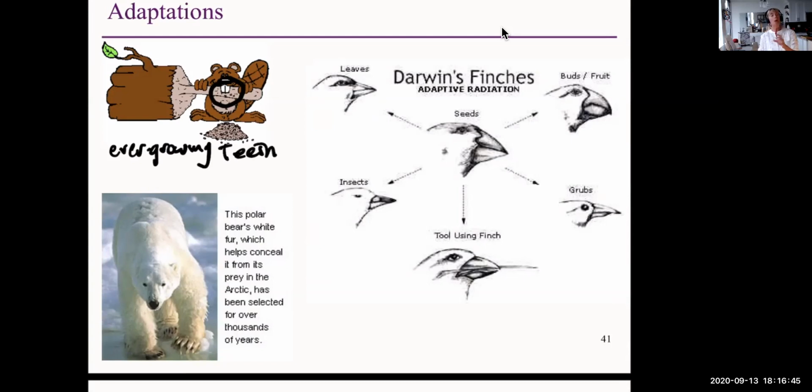The polar bear has white fur. It helps it be camouflaged in the Arctic where it captures its prey. So the adaptation of the polar bear is white fur.